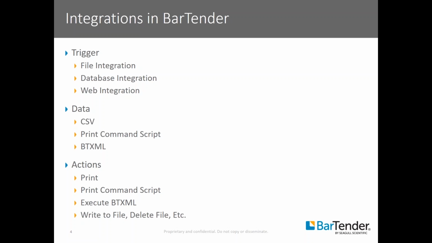One last thing that it's important to understand is that these are also interchangeable. For example, you can have a web integration that passes print command script data, and then the actions are to print the label. And you can also have a database integration or file integration that does the same thing. So, of course, now focusing back on today's session specifically, we'll be building a file integration that will be our trigger. The data is going to be CSV, structured data, and the actions that we're going to be executing, among a couple of other ones, will be to print the actual document.